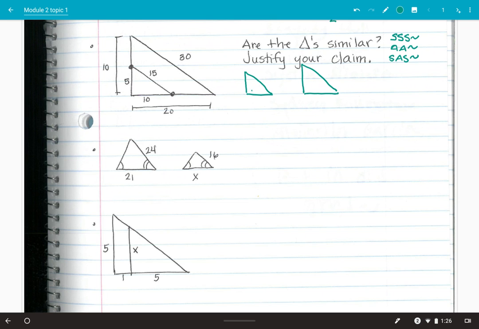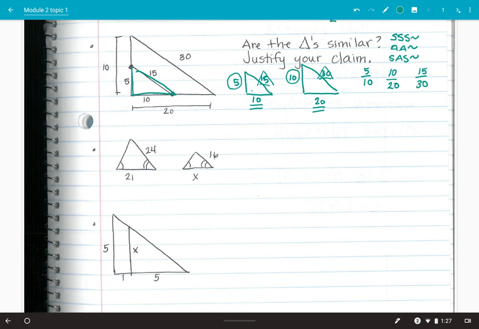So I'm going to take this first triangle, the small one, 5, 15, and 10. And then the second triangle, 10, 20, 30. And what I'm going to do is I'm going to take the small side and put it over the small side. So 5 over 10. Then the medium over the medium. And then the large over the large.